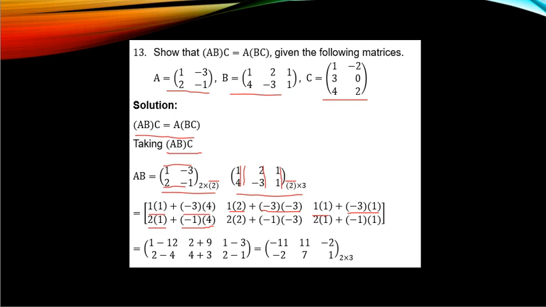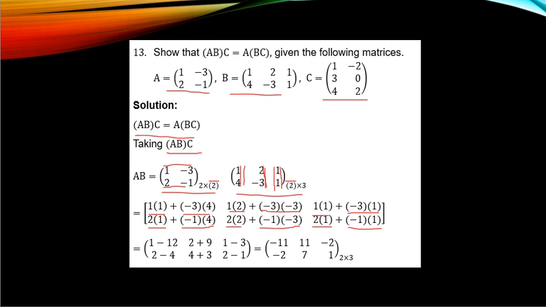The same second row times the second column, you have 2 times 2 minus 1 times minus 3. Corresponding element to corresponding element. The same second row times the third column, you have 2 times 1 minus 1 times 1. Very simple.